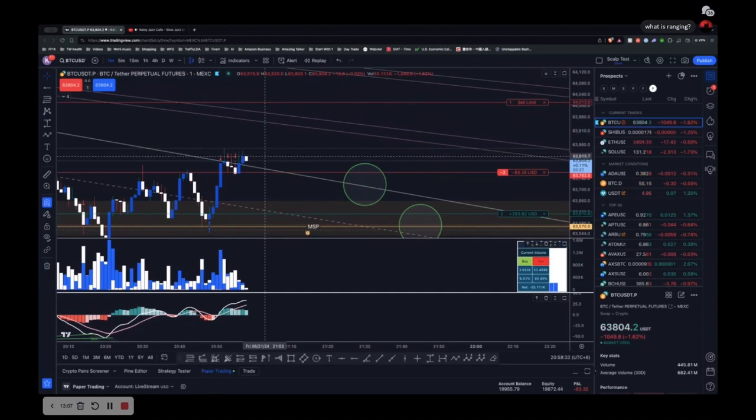Ranging, accumulation, and consolidation are talking about the same things, just different ways people say it, Colonel. So this is a range. This is consolidation, accumulation. I think consolidation and accumulation are used in different strategy terms as well, but they're pretty much describing the same phenomenon.